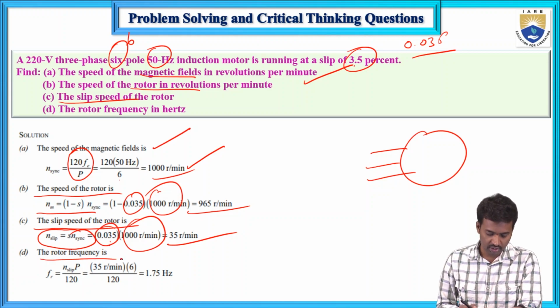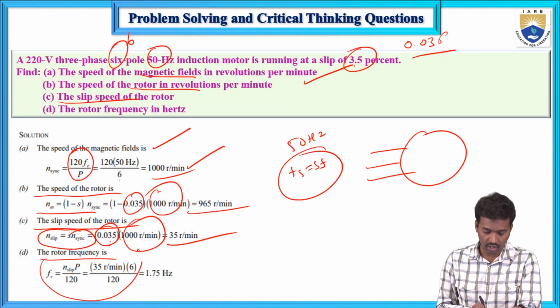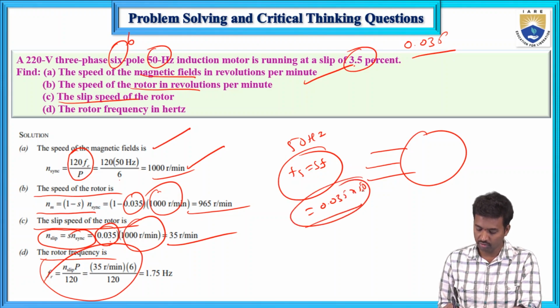And rotor frequency equals F into S. You can calculate this from this formula, or using this one also. 0.035 into 50 gives the same value.